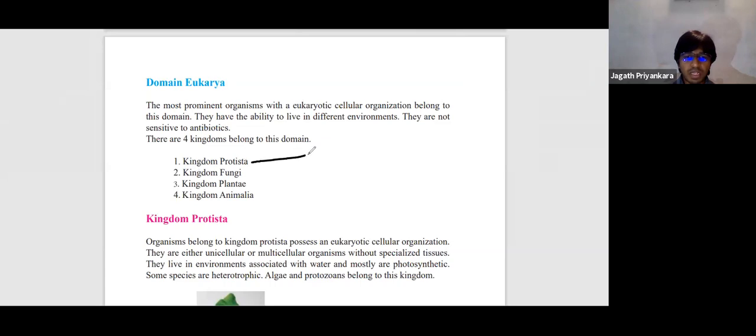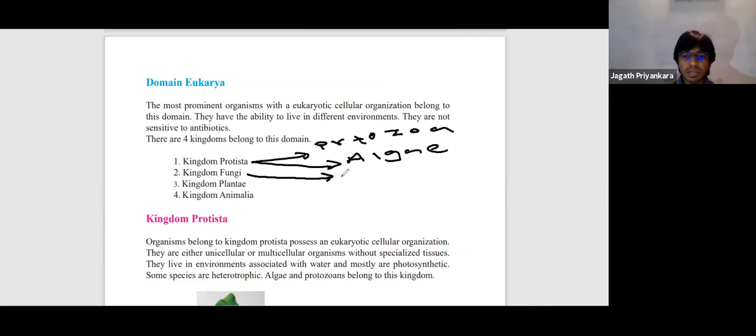So under kingdom Protista, there are 2 groups, Protozoa and Algae. And kingdom Fungi, you get again microorganisms. So these are the 3 groups. Actually, number 1 and number 2, you get microorganisms.